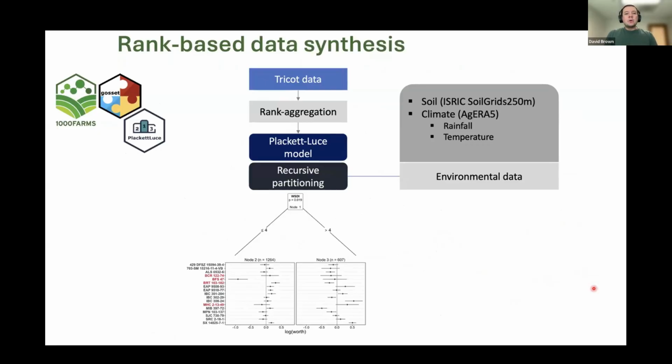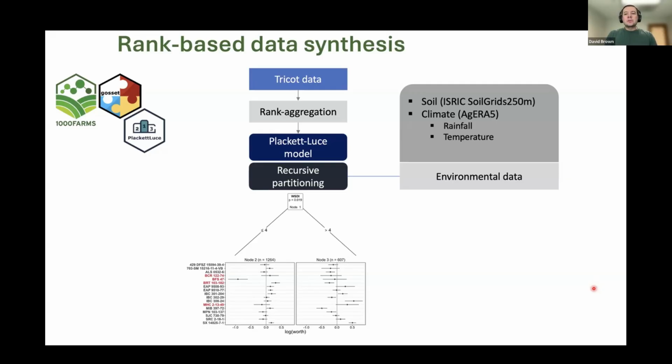So this is an overall view of the rank-based data synthesis approach. It's a combination of existing approaches and methods. We start with Tricot data, which is basically ranking data. And we apply rank aggregation, which is basically a method to put several rankings together. We use the Plackett-Luce model, which is a classic statistical model for ranking data, which was combined with the framework of recursive partitioning, which allows us to implement the model in a way like decision trees, and that's the example you see at the bottom.